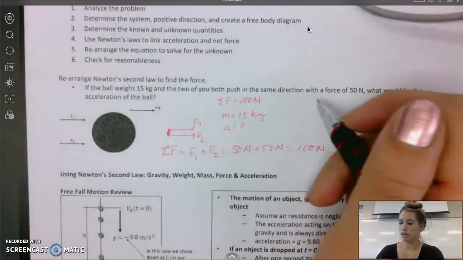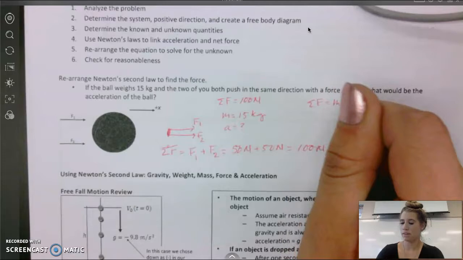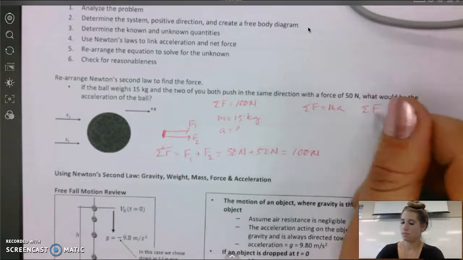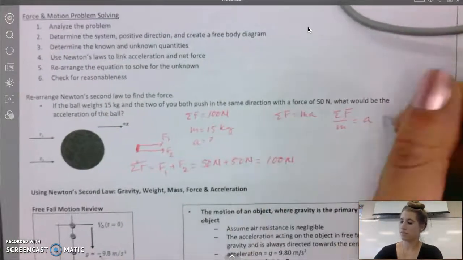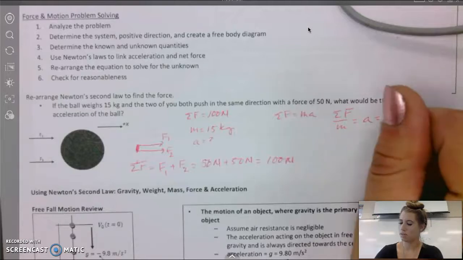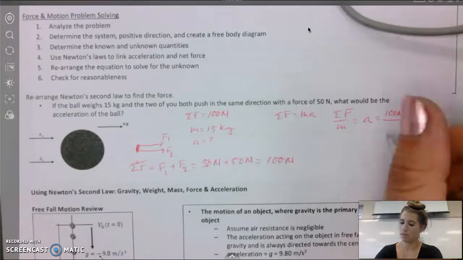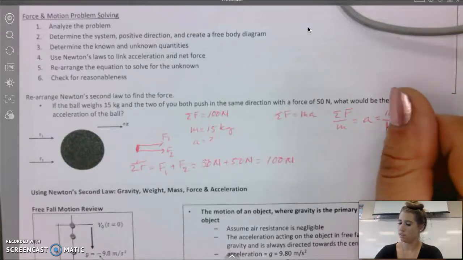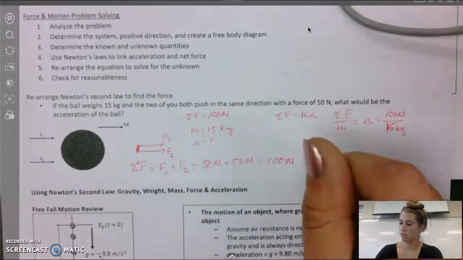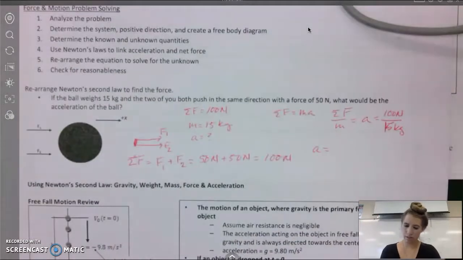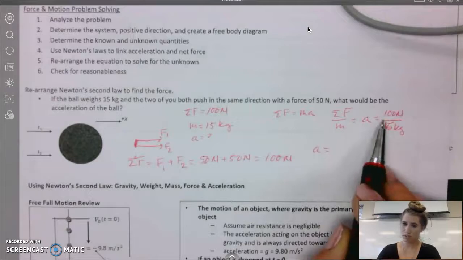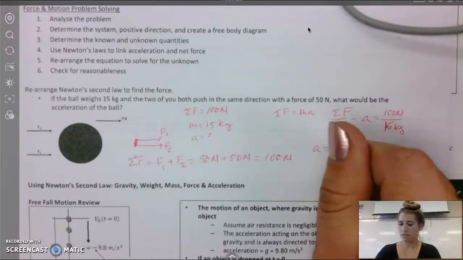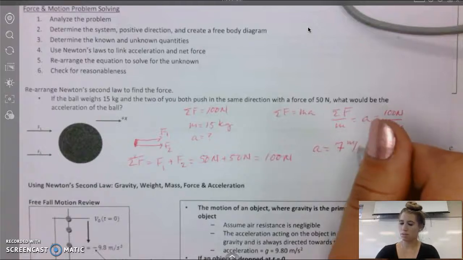So now let's use that equation. The sum of the forces is going to equal mass times acceleration, or the sum of the forces divided by mass will equal acceleration. So let's just plug those in. 100 newtons divided by 15 kilograms. Okay, so I plug that in. 6.666, etc. We have 1 sig fig, 2 sig fig, so I'm going to round that up to 7. And then units of acceleration is meters per second squared.